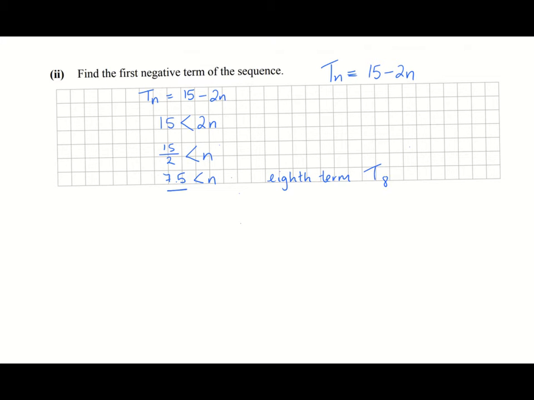T8. I can check, because T8 equals 15 minus 2 by 8, which is 15 minus 16 equals minus 1. It's the first negative value.